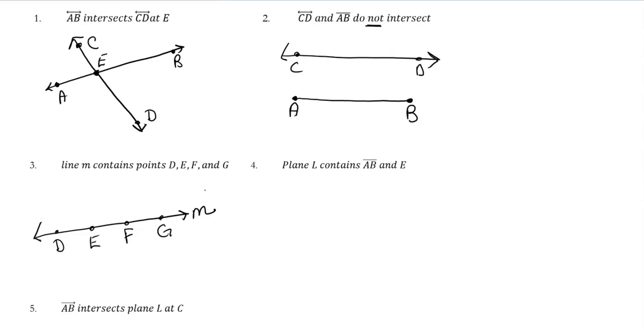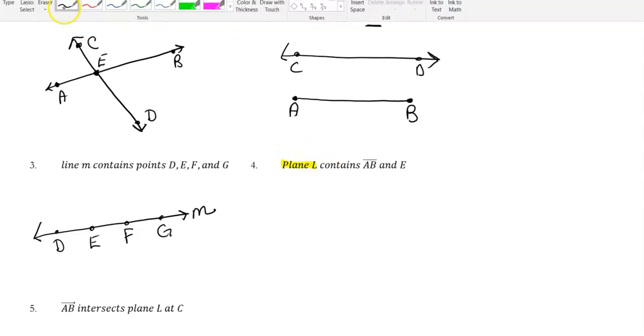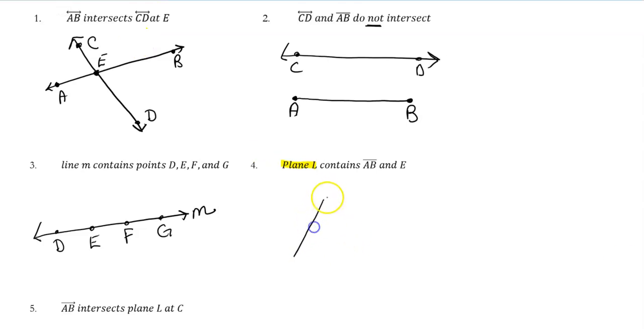Okay, number 4, we have a plane. And so we only draw the picture of a plane when it says something about a plane. So since it says a plane, I'm going to draw this picture of a plane. And remember, a plane is a parallelogram. And I'm going to put the cursive letter in one of the corners. And it says it contains the segment. And remember, contains means it lays on. So I need to put this segment somewhere on the plane.